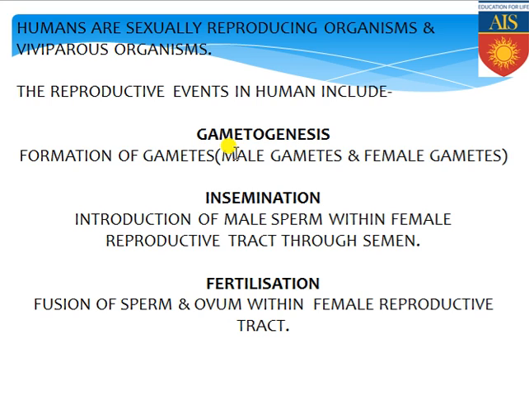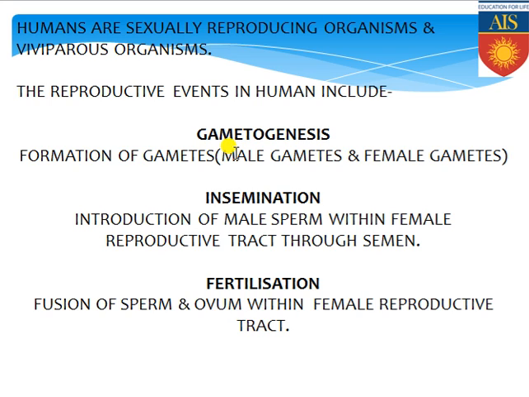The reproductive events which happen in humans include some steps. So let's see the steps. First step is gametogenesis. From the name we can understand gametogenesis means the formation of gametes. Gametes means male gamete and female gamete, that is sperm and ovum respectively. So always the first step will be the formation of the male and female gamete.